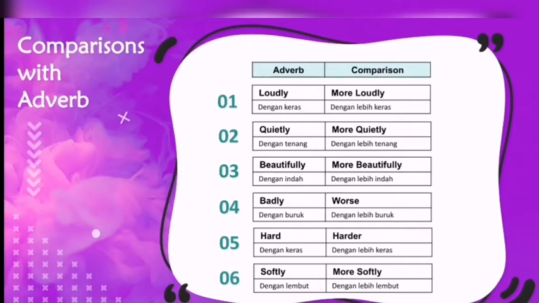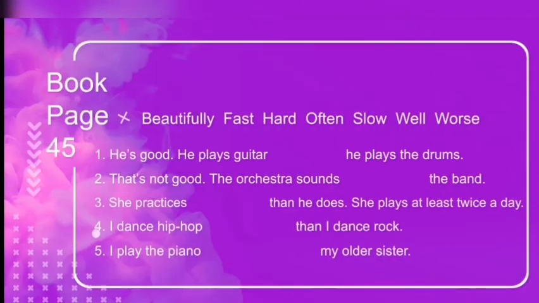Okay, and before I end the lesson for today, I would like you to open back your book, page 45. We are going to have another confirmation of what you have done on book page 45 here. Okay, do you still remember these questions, right? So we are going to have confirmations whether your answer is correct or not correct. Okay, we have some words here: beautifully, fast, hard, often, slow, well, and worse. And we are going to choose the past word to put in the sentences.